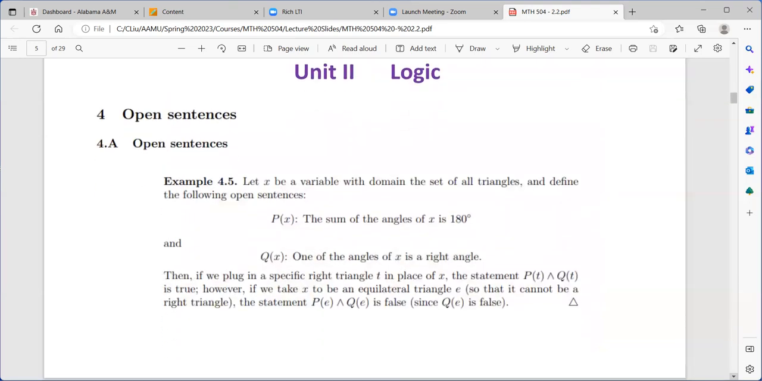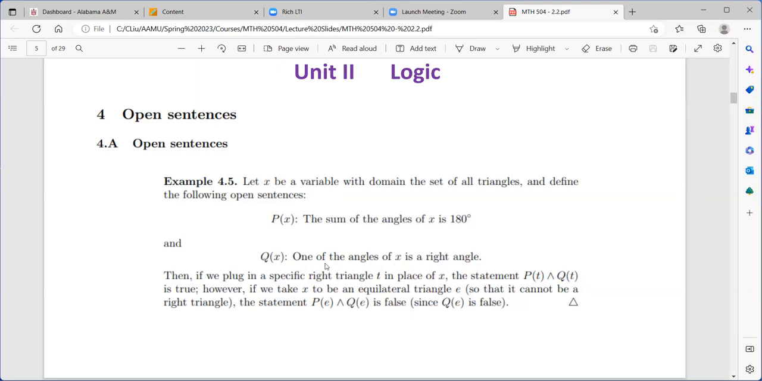So let's see some more examples. Let's come back to the example of triangles. So again, x is a variable with domain the set of all triangles. So it means x is just a triangle. And then we already defined the two open sentences, P(x) and Q(x). P(x) is the sum of the angles of x is 180, all right? And Q(x) is one of the angles of x is a right angle.